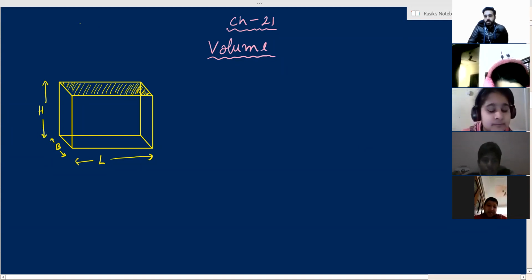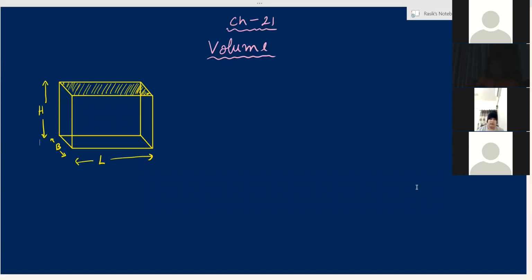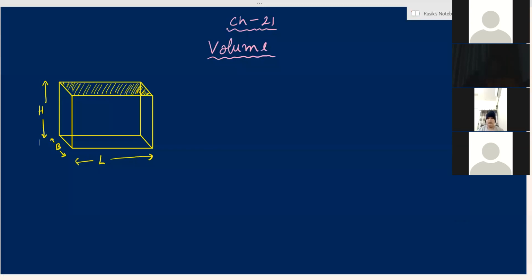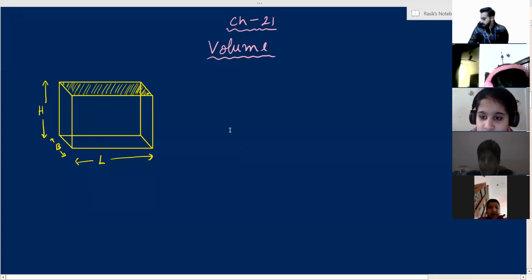Understood? Shreyansh, stop doing it. Yes, sir. I can see 5B students, very few students attend the class.